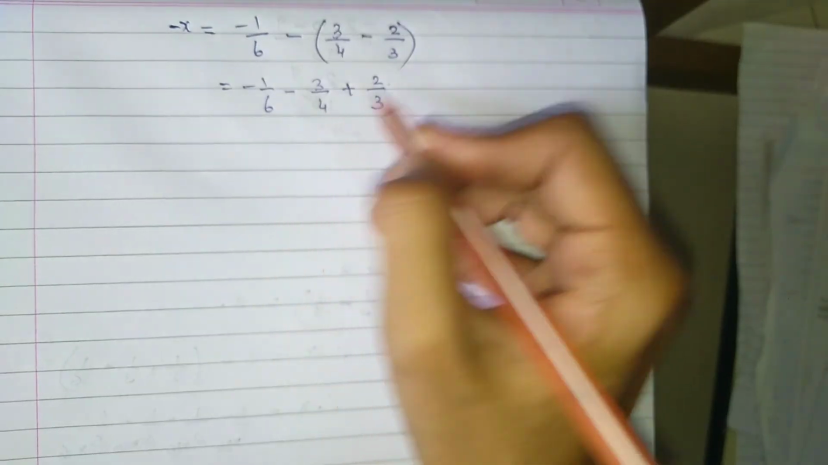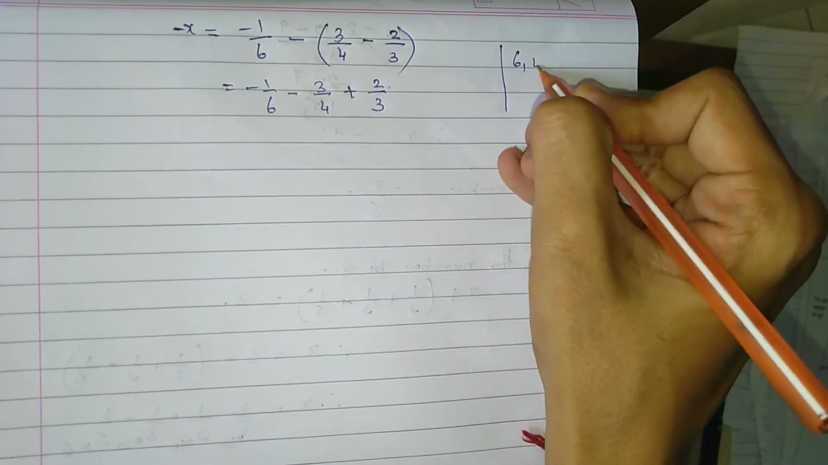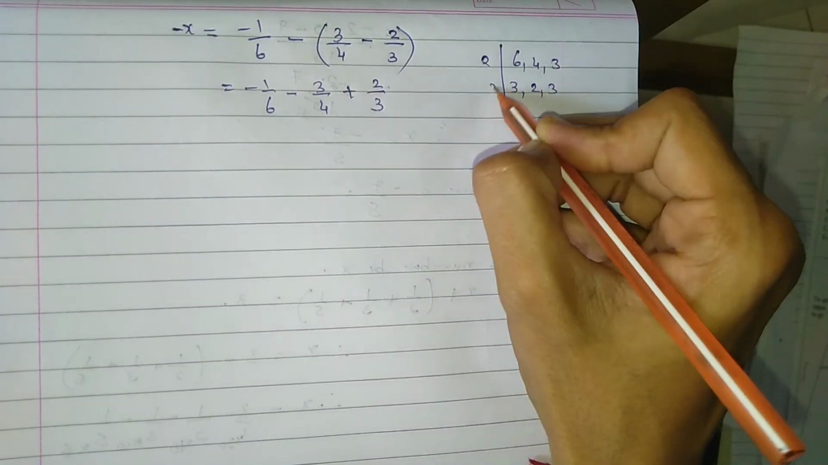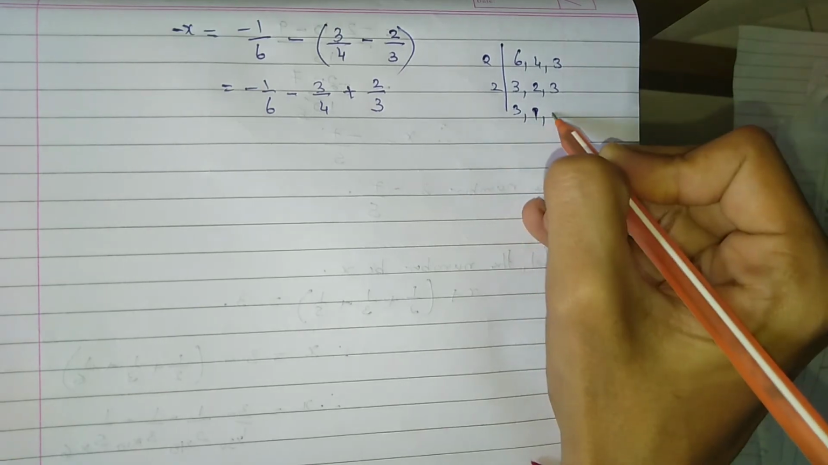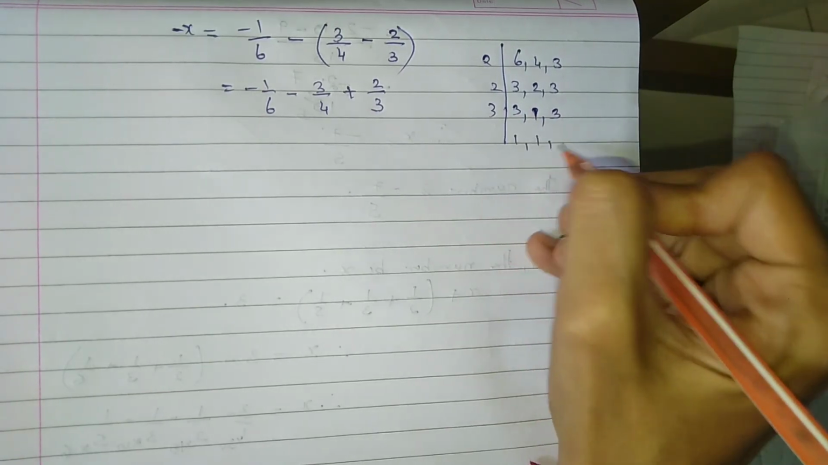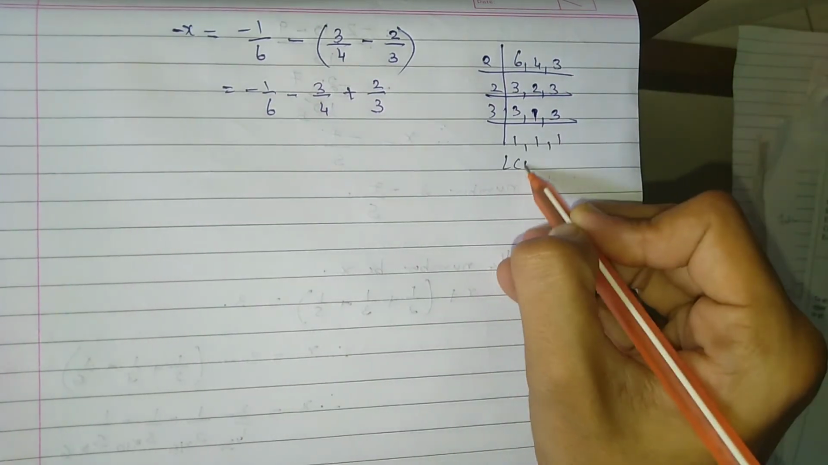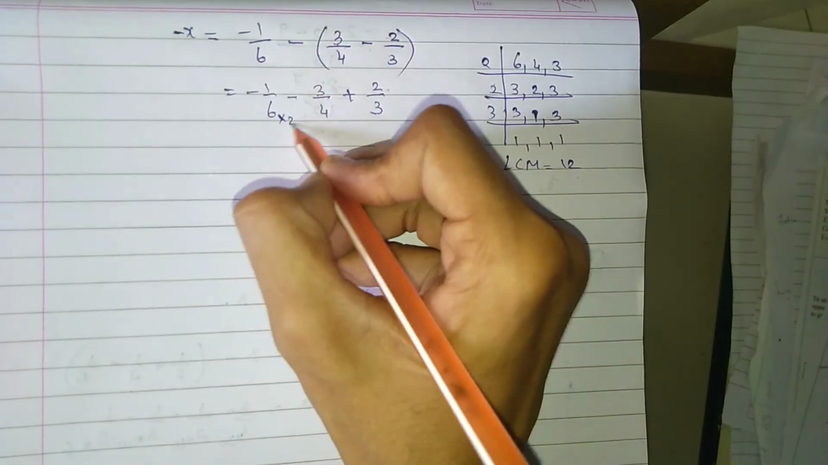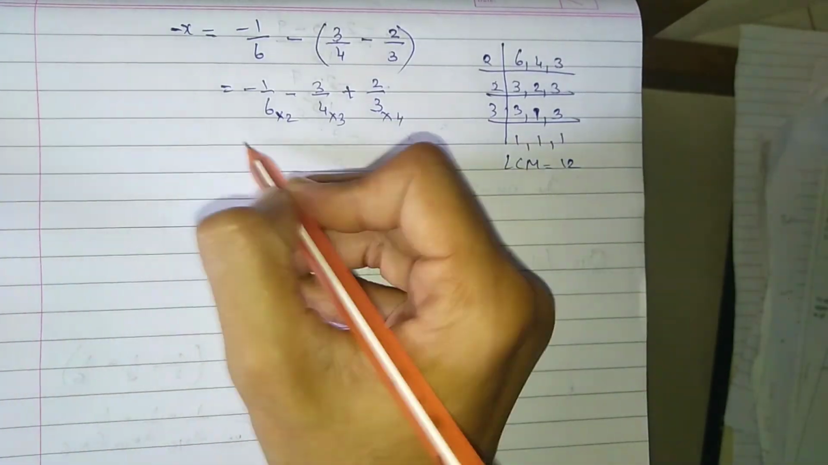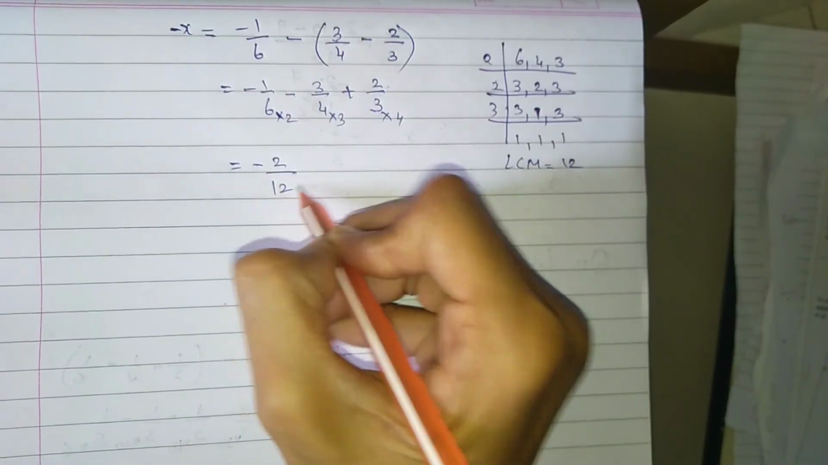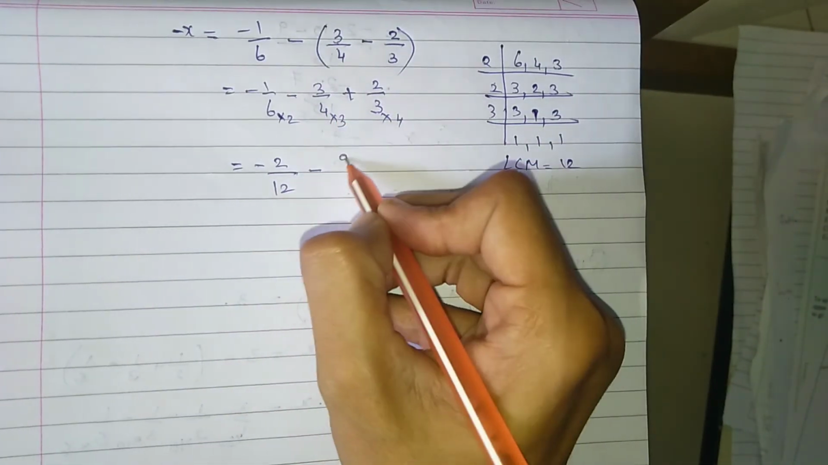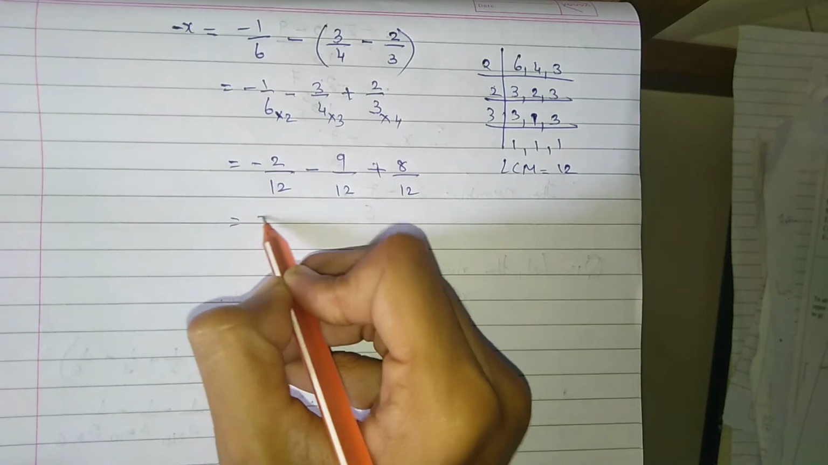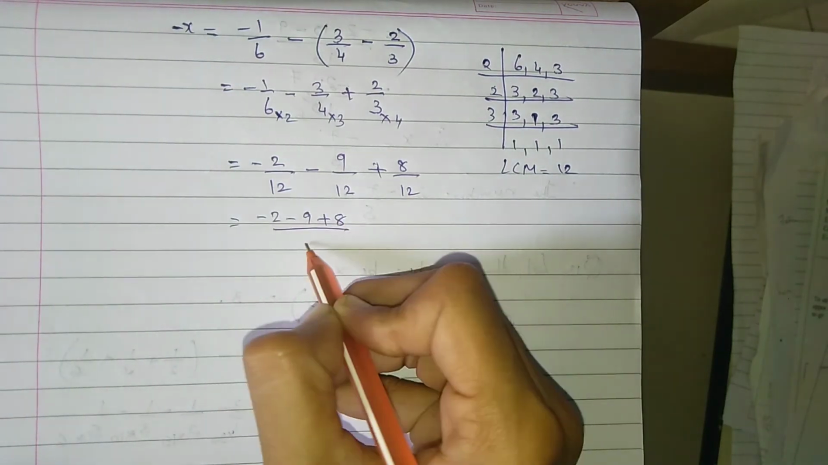Now we'll take out the LCM of 6, 4 and 3. Dividing by 2, then by 3, the LCM is 2 2s are 4, 4 3s are 12. Now 12 is the LCM: 6 2s are 12, 4 3s are 12 and 3 4s are 12. So minus 2 upon 12 minus 3 3s are 9 upon 12 and plus 4 2s are 8 upon 12. So minus 2 minus 9 plus 8 upon 12.